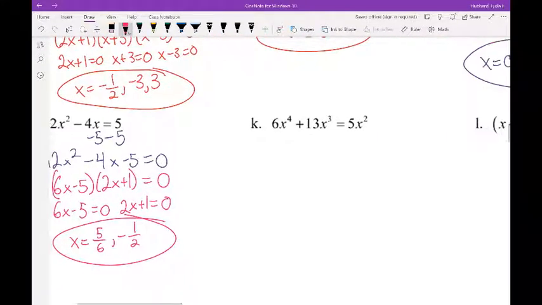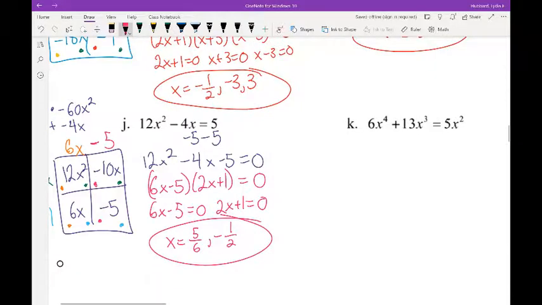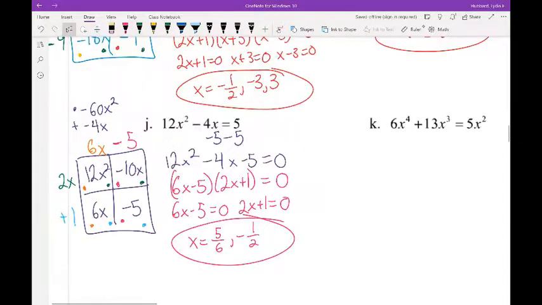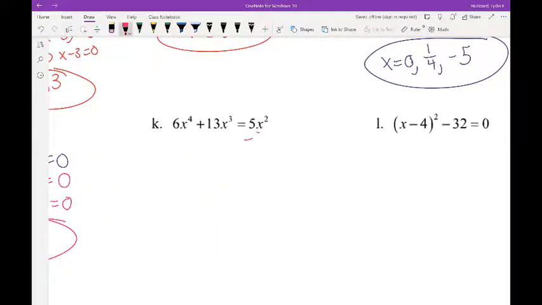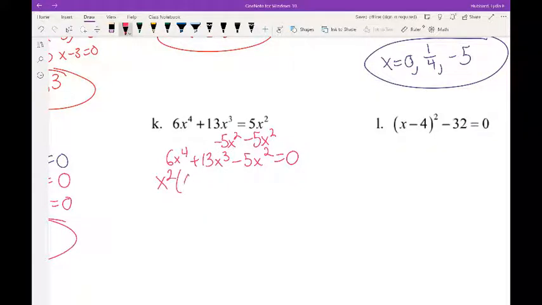Okay, moving on to K. Again, not set equal to 0, so let's get it set equal to 0. So we'll subtract 5x squared from both sides. So we'll get 6x to the 4th plus 13x to the 3rd minus 5x squared equals 0. Next thing we check is to see if it has a GCF. It does. We can take out an x squared and we're just going to leave it out front. So we'll be left with 6x squared plus 13x minus 5.